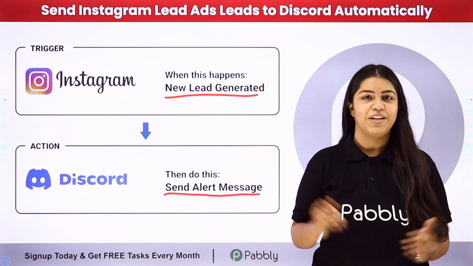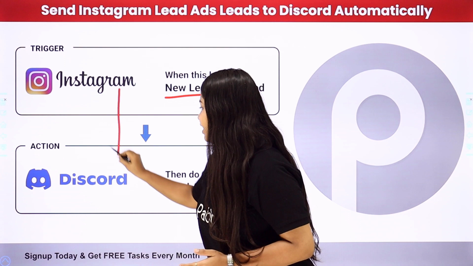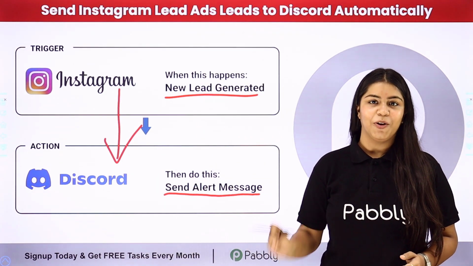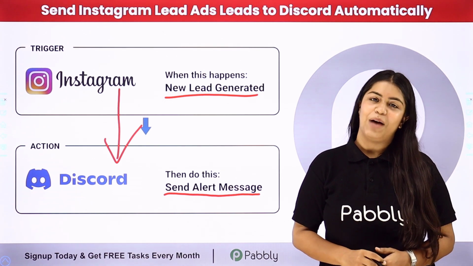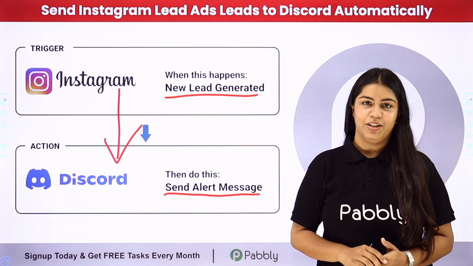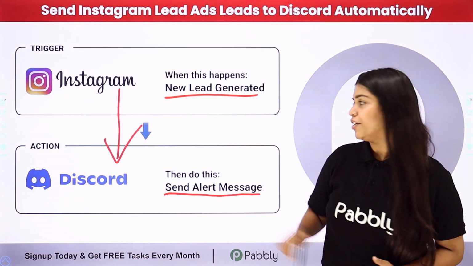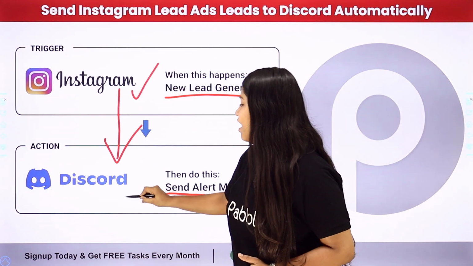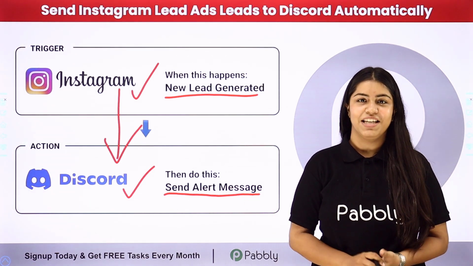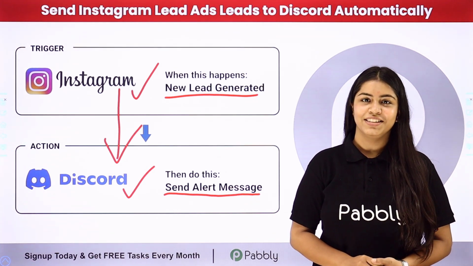For this, we are going to create a connection between Instagram lead ads and Discord. To create this connection without knowing any programming or coding language, we are going to use Pabbly Connect. It is an amazing automation software. So in Pabbly, we have the concept of trigger and action. For trigger, we are going to use Instagram lead ads, and for action, we are using Discord. So if you also wish to learn this process step by step, follow me through the screen.